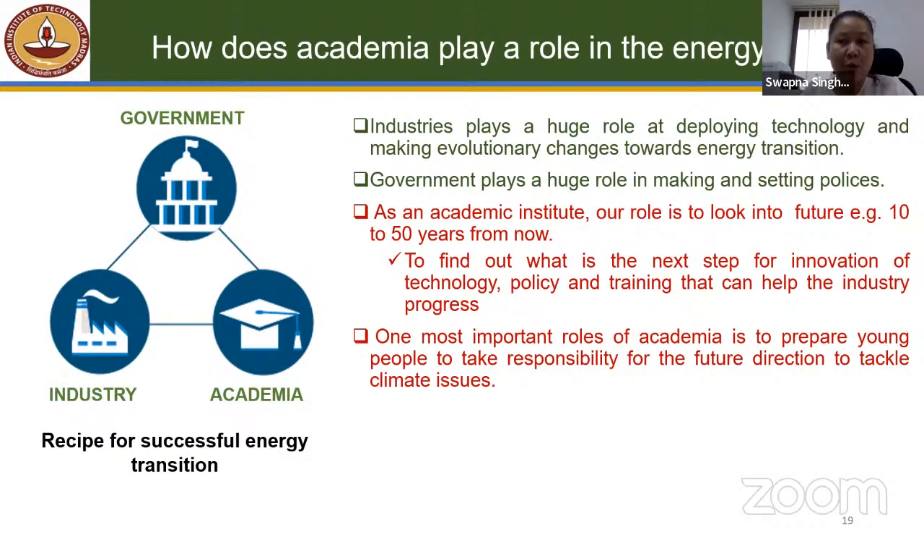So our role is to look into the future. Policy and training can help, and industry also. One of the important roles of academia is to prepare young people like you to tackle this, to take this responsibility in the future direction, to invent more catalyst particles or more solvent materials, advanced solvent materials, which can be low cost, which can easily work on different renewable energy.